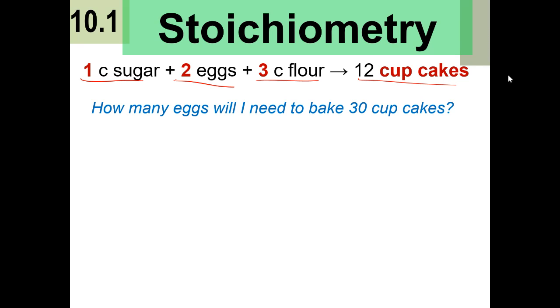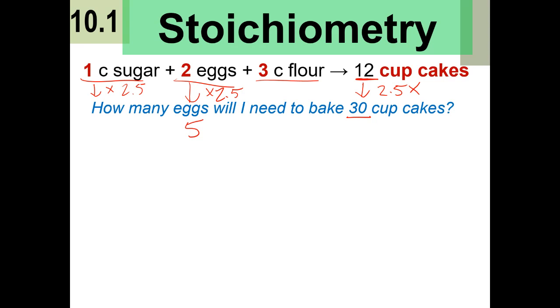Now, maybe some of you are good enough on your ratios that you can figure this out without any complicated math. You're looking and you're seeing, oh, okay, this recipe calls for 12 cupcakes. If I want to bake 30 cupcakes, I can see that is 2.5 times larger. So basically, I'm just taking this recipe and making it 2.5 times bigger. So instead of 1 cup of sugar, I would need 2.5 cups of sugar. Instead of 2 eggs, well, what's 2.5 times 2? You would end up needing 5 eggs.